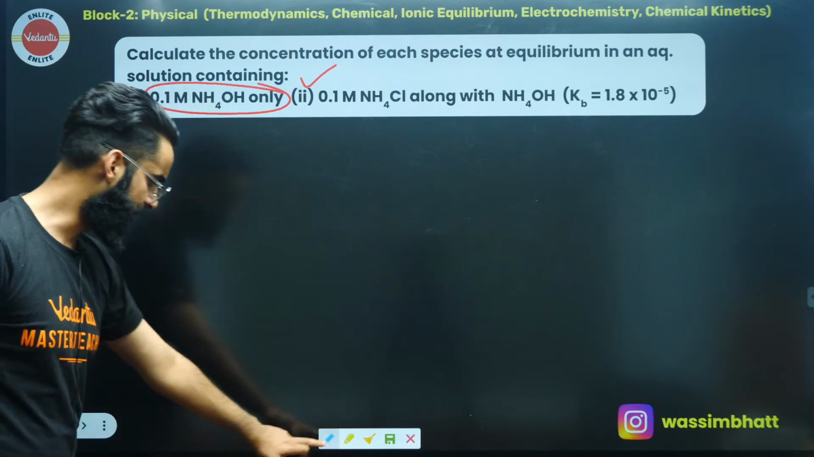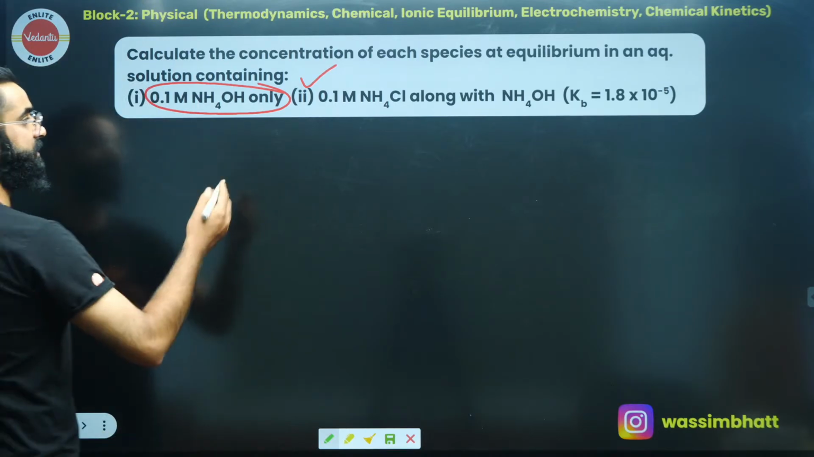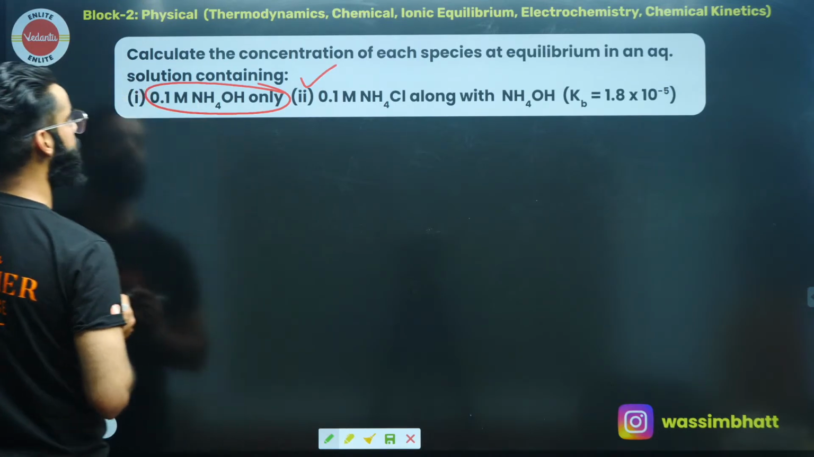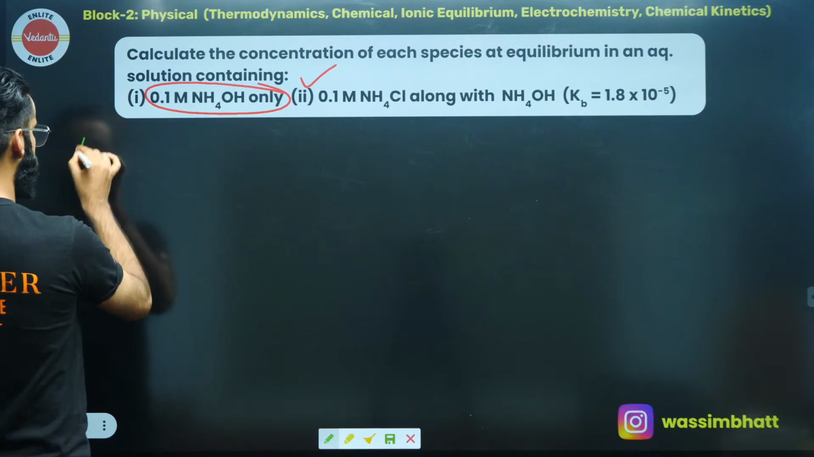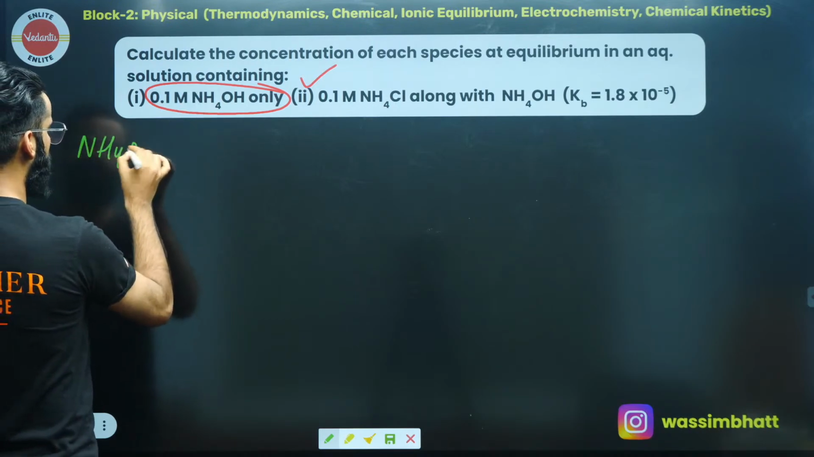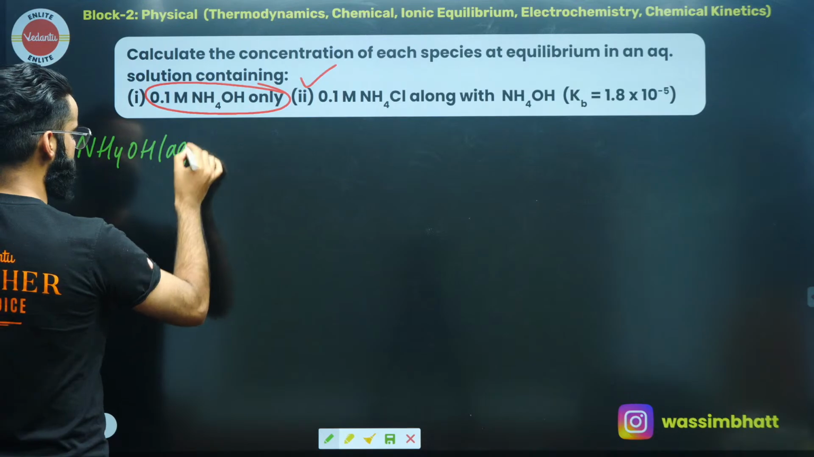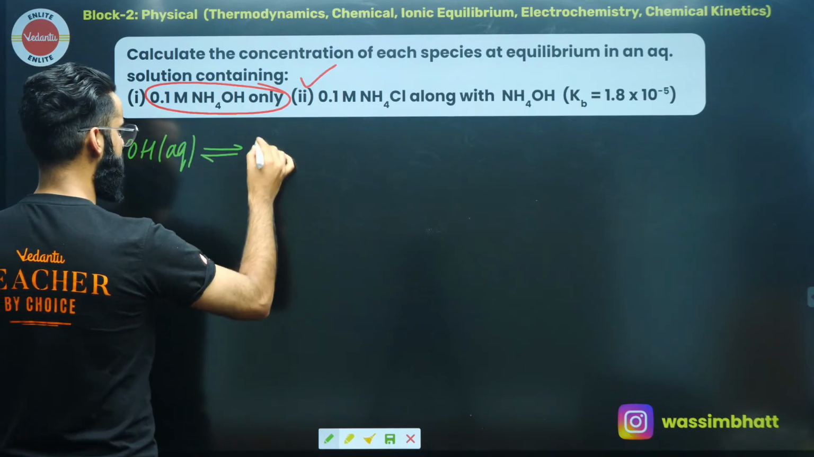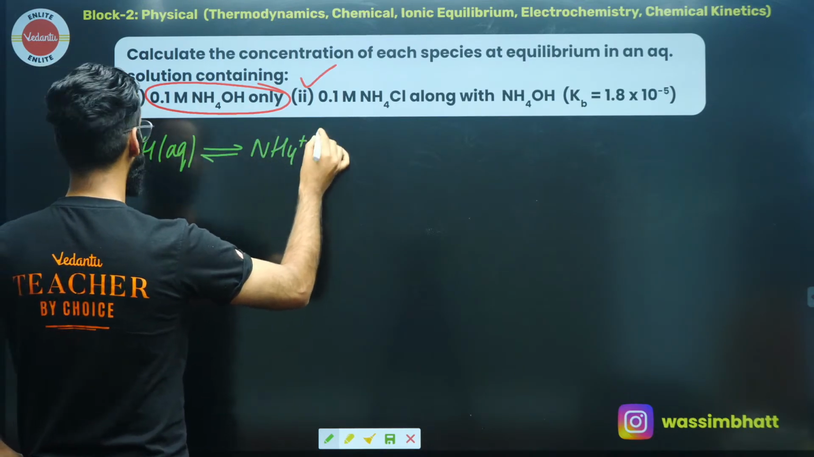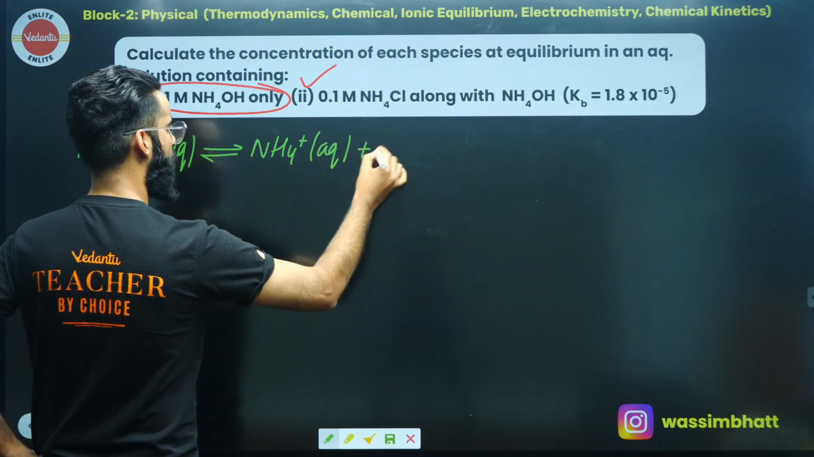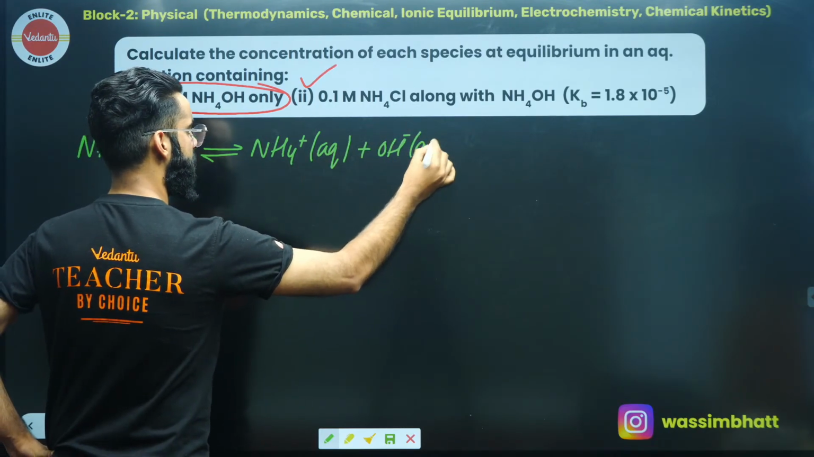Have a look. The first question says, calculate the concentration of each species at equilibrium in an aqueous solution containing 0.1 molar NH4OH. So basically in the container, you have got NH4OH, which is basically a weak base, which is going to remain in equilibrium with its ions, which is NH4 positive aqueous plus OH negative aqueous, right?